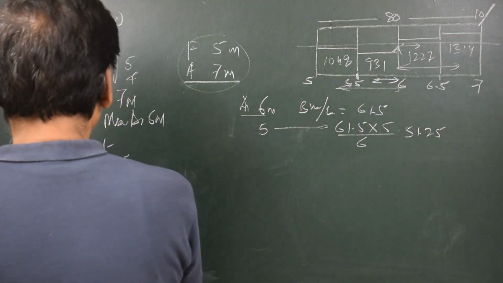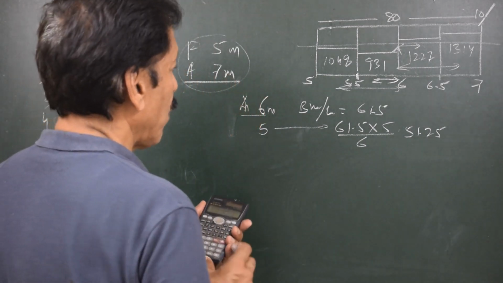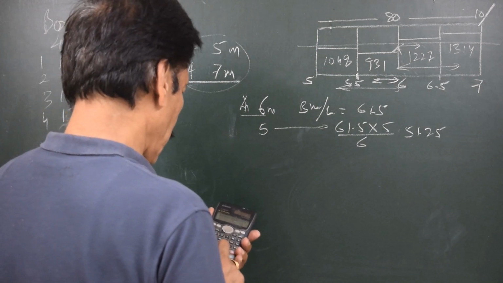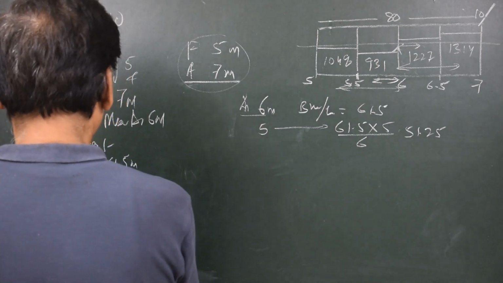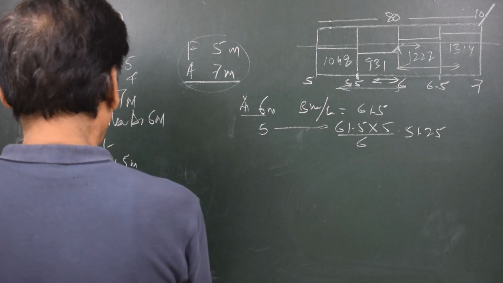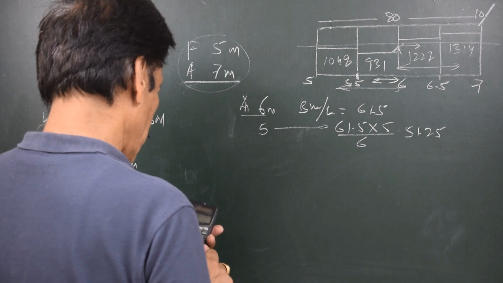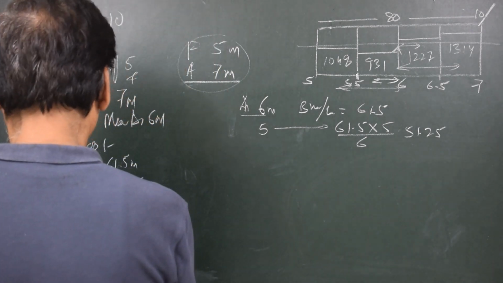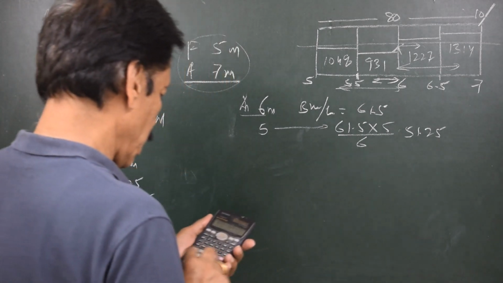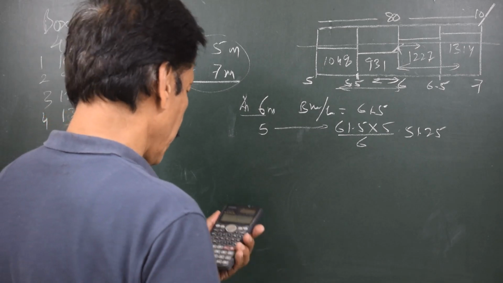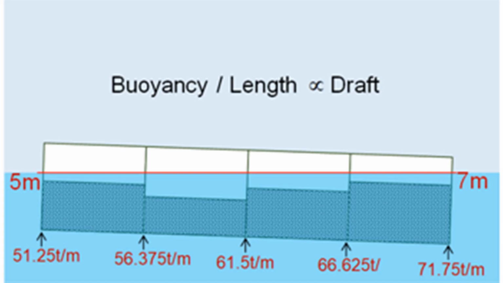So buoyancy per unit length at 5 meters draft is 51.25, and at 5.5 meters, in the similar way, it will be 61.5 into 5.5 divided by 6, that gives me 56.375. Similarly, at 6.5 meters it will be 61.5 into 6.5 divided by 6, which gives me 66.625. And for 7 meters it is 61.5 into 7 divided by 6, that is 71.75 tons per meter.